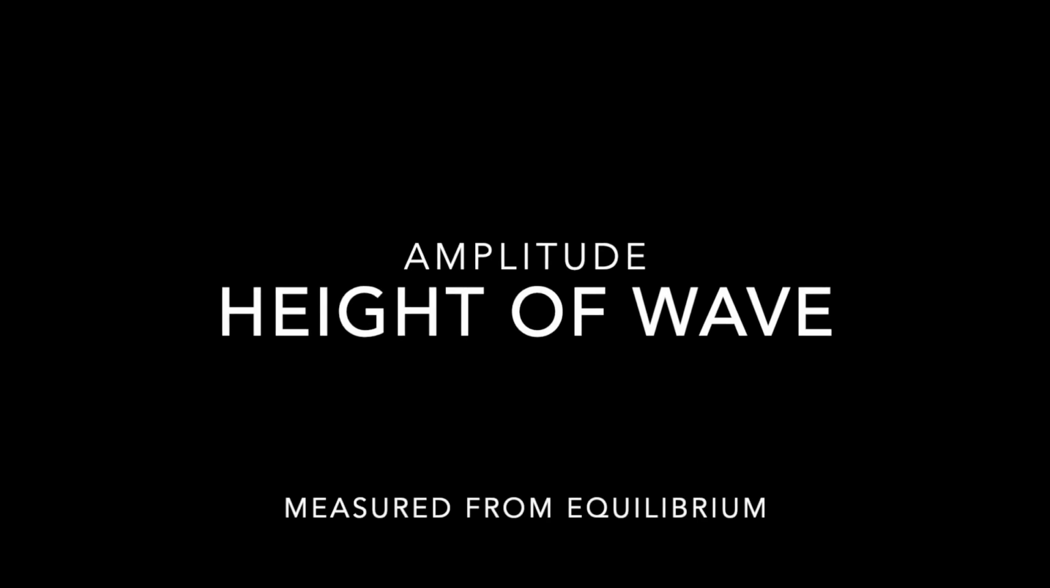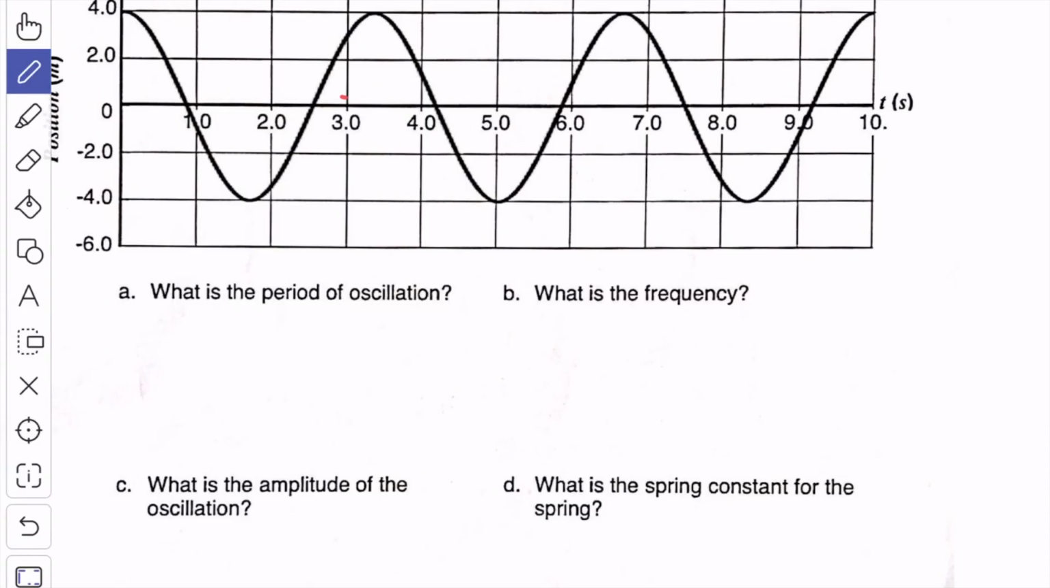Now, amplitude is something we haven't talked about yet. Amplitude is just the height of the wave as measured from the equilibrium point. So it's from the top to the middle, not from the top of the wave to the bottom of the wave. From the very highest point to 0 or lowest point to 0.